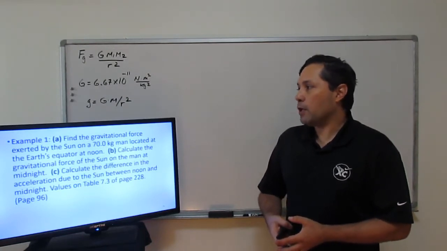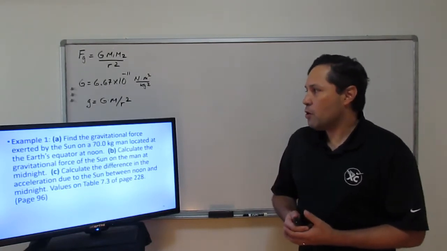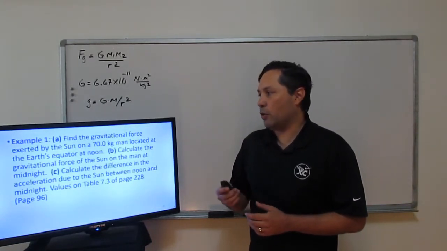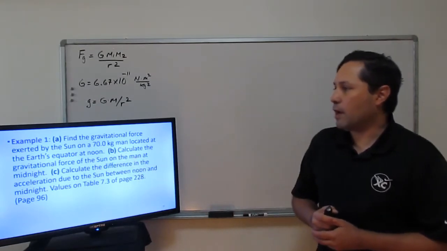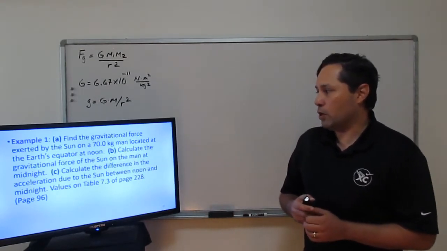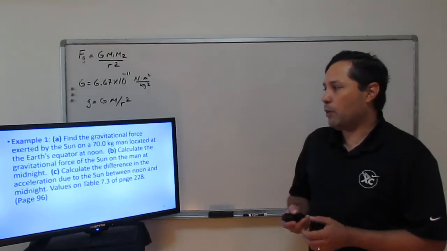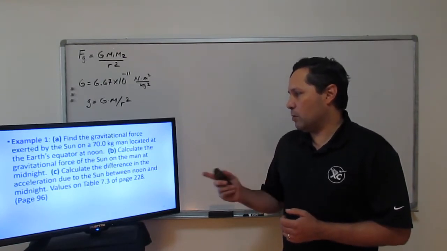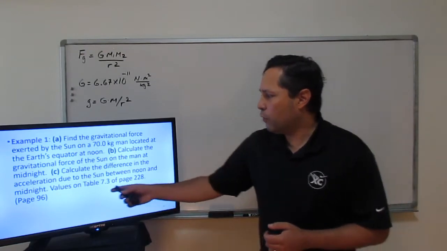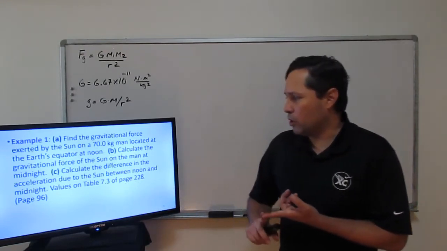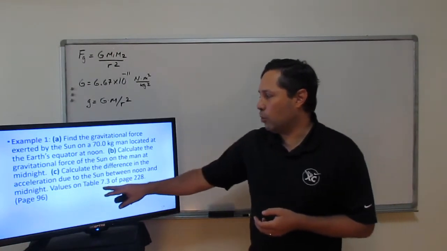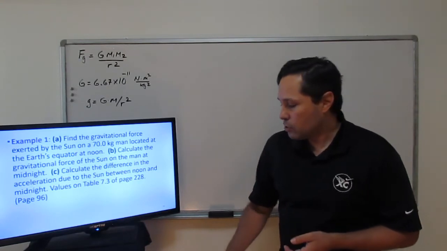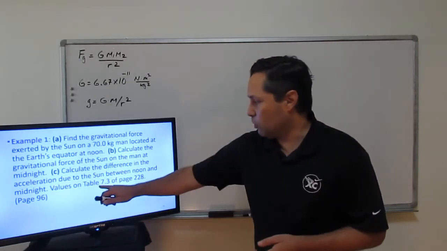Next, example 1. In this example, they're going to ask us 3 parts. Find the gravitational force exerted by the sun on a 70-kilogram man located on the Earth equator at noon. Part B, calculate the gravitational force of the sun on the man at midnight. And part C, calculate the difference in the acceleration due to the sun between noon and midnight. And then the values for the mass of the sun and the mass of the Earth will be found on table 7.3, and that is in your textbook on page 228. So when I pick up those values, you know where I got them from, table 7.3.